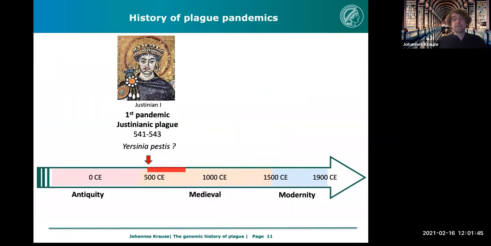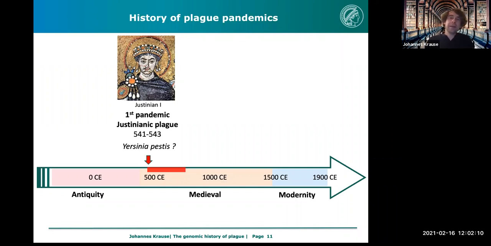In the past, it has caused some of the biggest pandemics that we know from historical records. The oldest one, that we also call the first plague pandemic, was in the 6th century. It was called the Justinianic Plague, based on Justinian, who was the emperor of the East Roman Empire at the time, and he contracted it himself. He actually survived. He was lucky in that way.